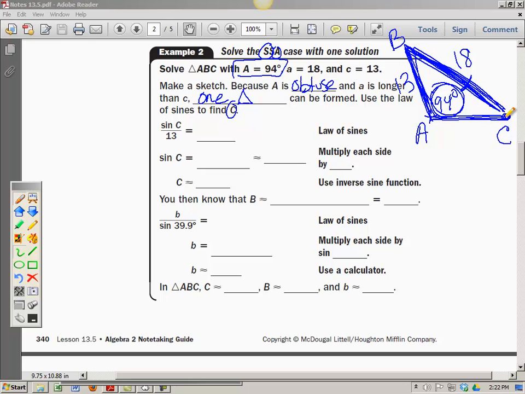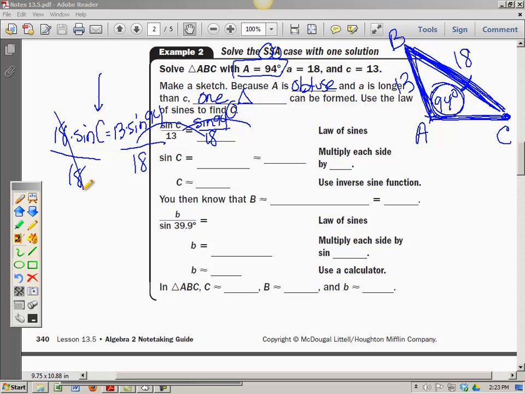The sine of C over its side length 13 is going to be equal to the sine of 94 over 18. I'm just setting up a proportion of those quantities that are on opposite sides. From there, I cross multiply, and I get 18 times the sine of angle C is equal to 13 times the sine of 94. Now, I need to get the sine of C by itself, so I divide both sides by 18, and I get that the sine of C is equal to 13 times the sine of 94, all divided by 18. According to my calculator, that's 0.7205.